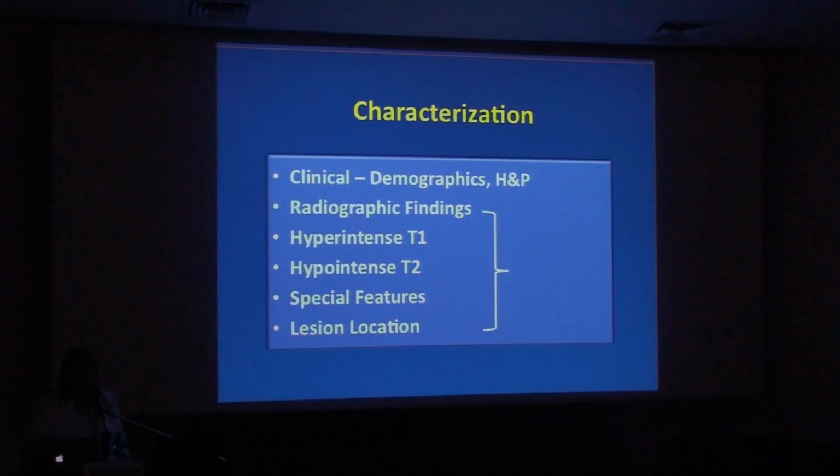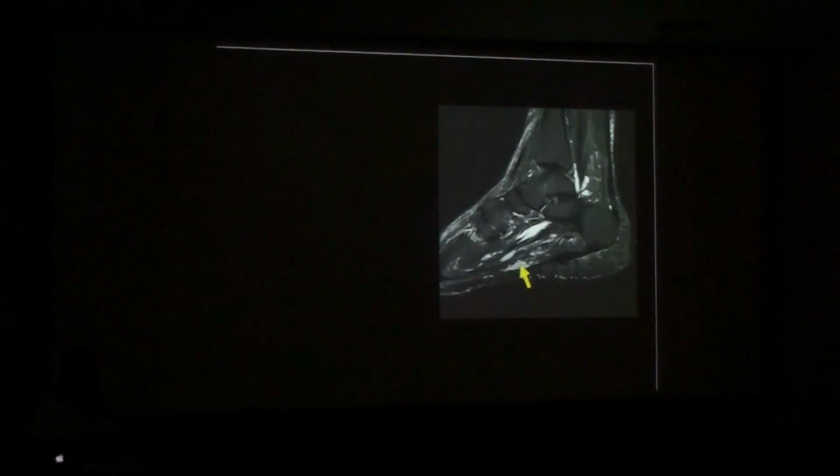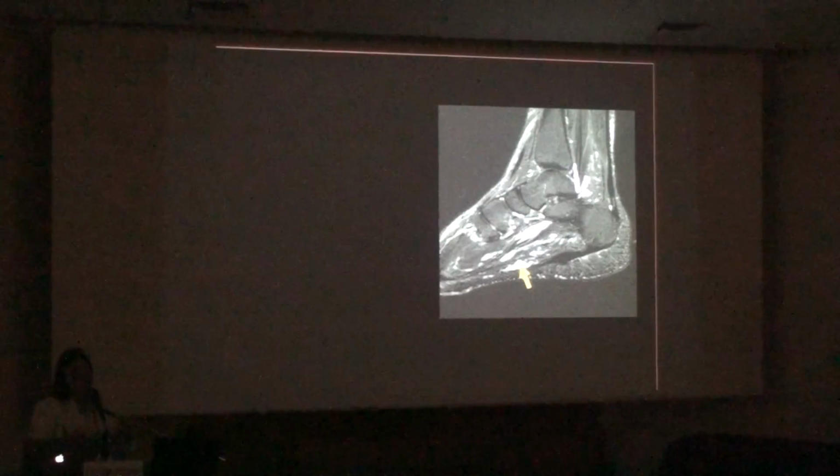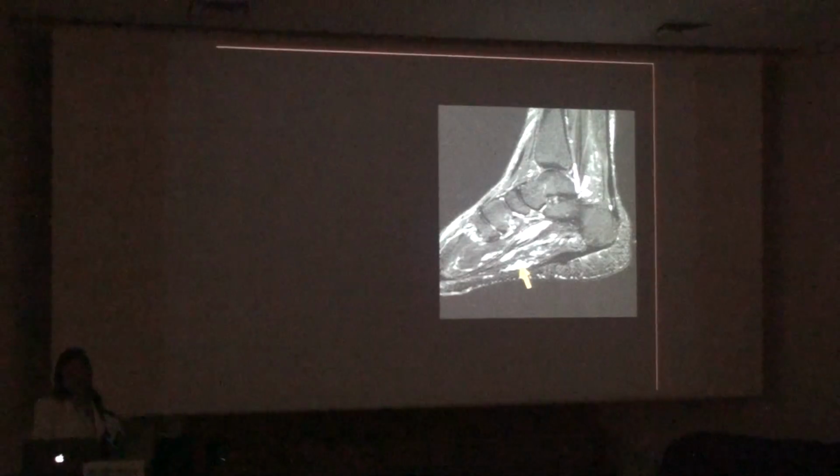But we're going to focus on the radiologic or MR features, such as what we see on radiographs, the subset of lesions that are bright or hyperintense on T1 weighted images, the subset of lesions that are hypointense or low signal on T2 weighted images, some special features that you can see in different lesions that are more characteristic, and then lesion location.